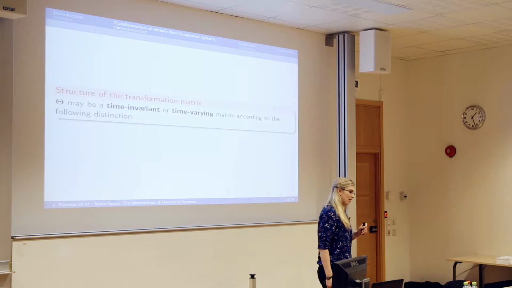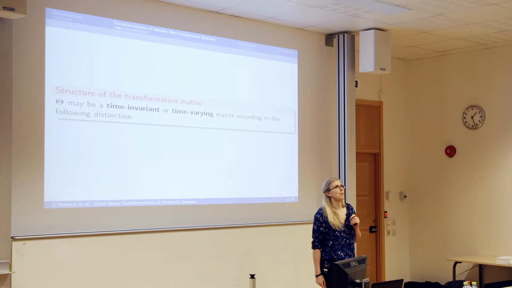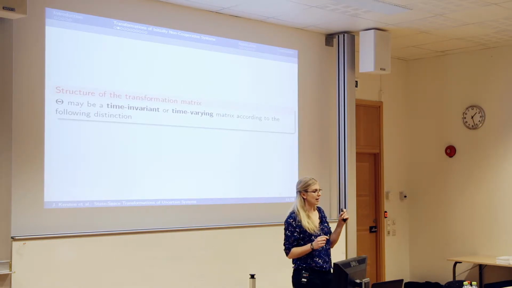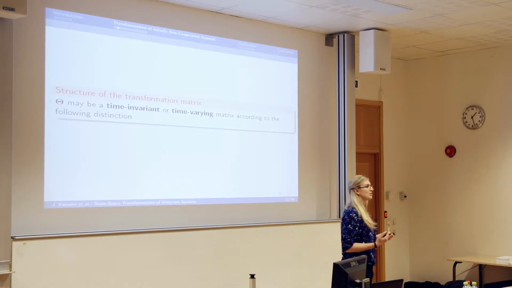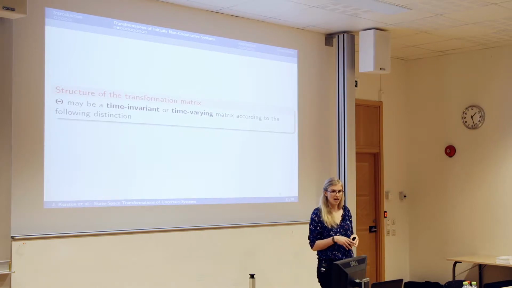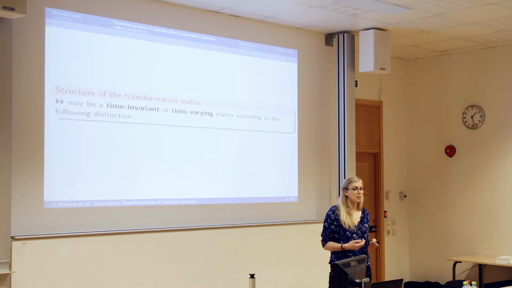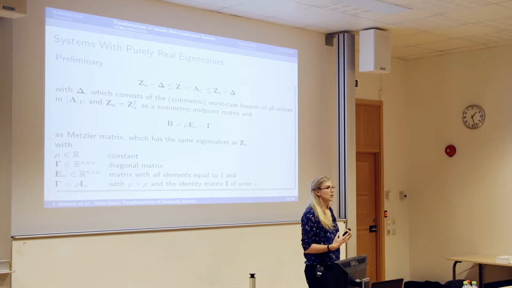On the paper of Tarek and Dennis, they proposed a method where we take into account the eigenvalues of the system. The problem here is that we need to distinguish between purely real and complex conjugate eigenvalues. So for purely real eigenvalues, our transformation matrix is time invariant. Unfortunately, for our complex conjugate system, the transformation matrix becomes time varying. But I'll get to that later. So let's start with systems with purely real eigenvalues.